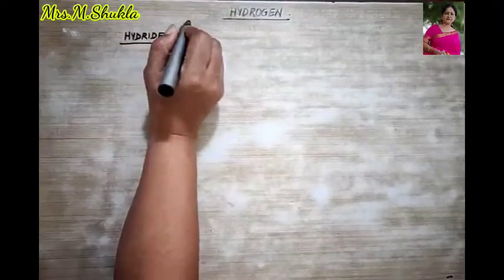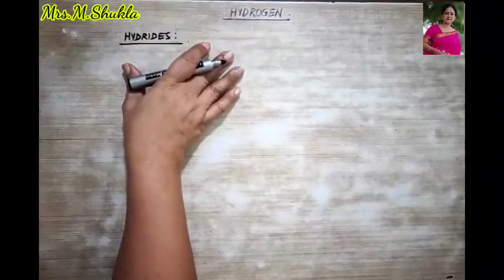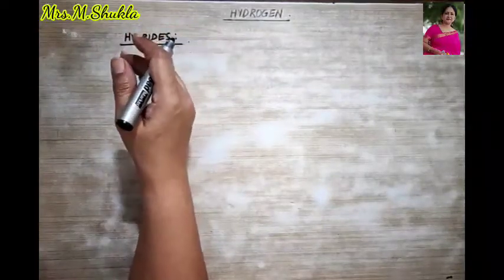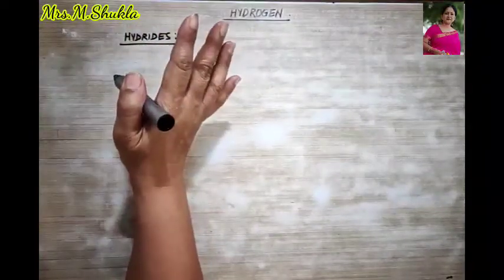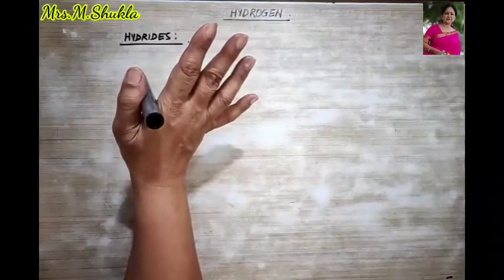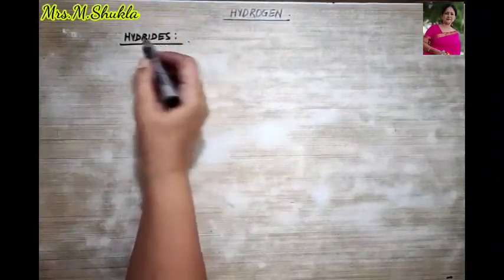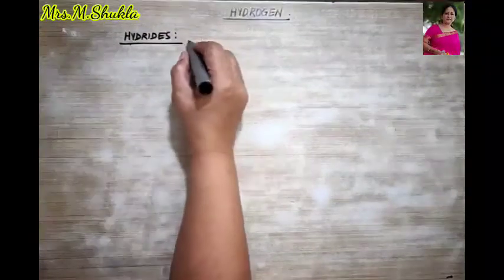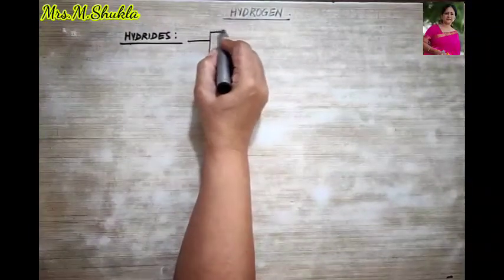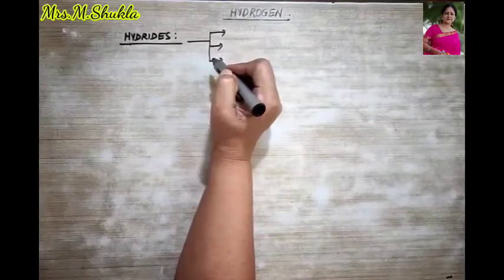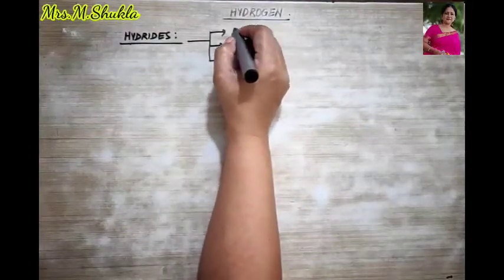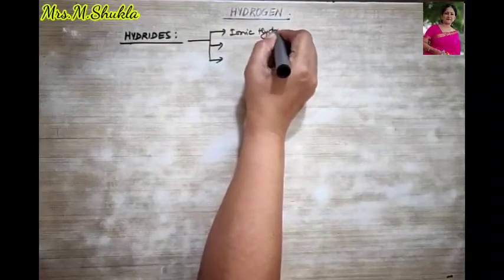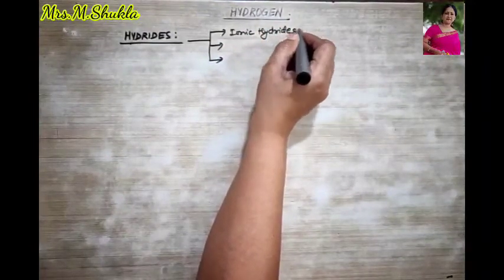Okay. So dihydrogen, under certain conditions, combines with almost all the elements except the noble gases. And so what do they form? They form hydrides. These hydrides can be classified into three. What are they? The first one is called ionic hydride. I'll explain all these three hydrides today.